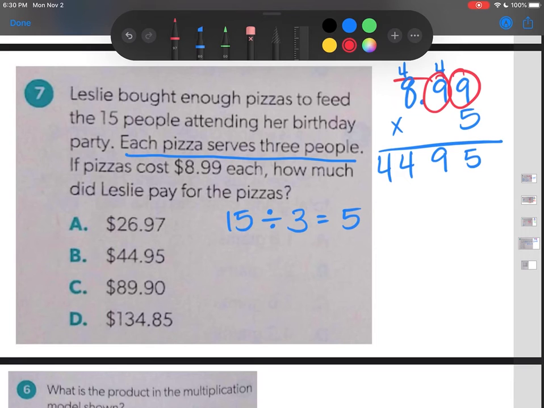So we're good with our multiplication. Now I just have to add my decimal back in. We've got 2 numbers to the right of our decimal. So we're going to scoot it over 2 places. So we scoot it over 1, 2, and we end up with 44 95/100, which in this case we're dealing with money. So that would be $44.95 on pizzas, which is B.